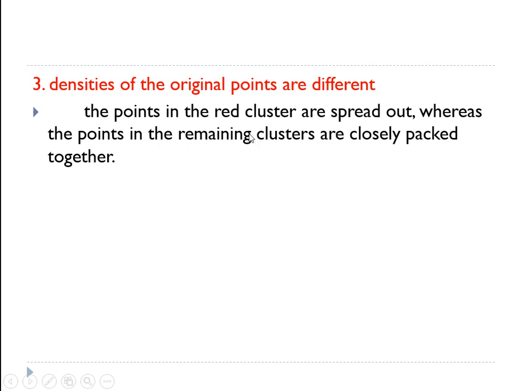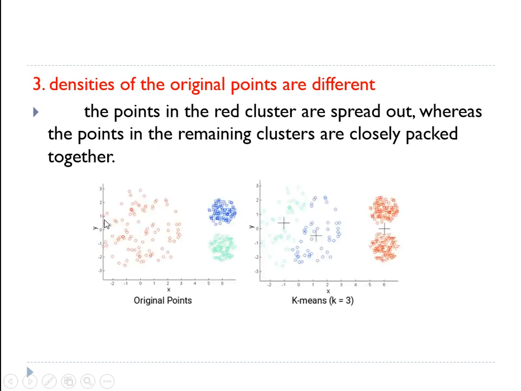The third challenge is the density, right? This is the original data, and this is after k-means clustering. Looking at the original data, you will feel that this has to be one cluster, this has to be one, this has to be one. But after k-means clustering, this has become one cluster, this has become one, and I have chosen k is equal to 3, right? This has become one cluster. Why did this happen? It is because of the densities. When the densities are very different, k-means clustering becomes a problem. It may not do clustering in the way that it is expected to.